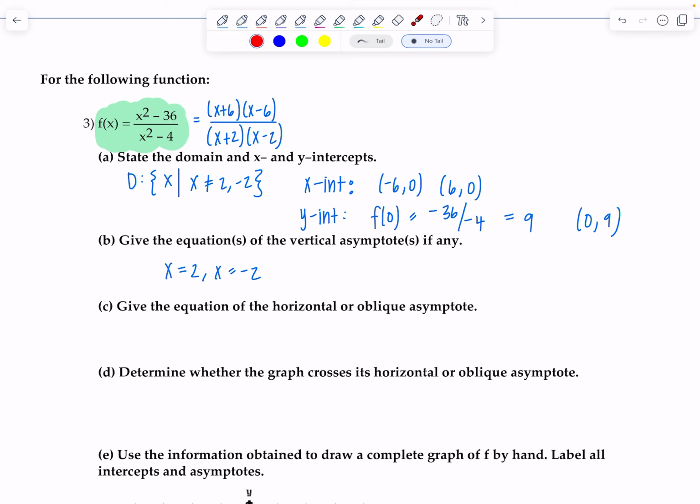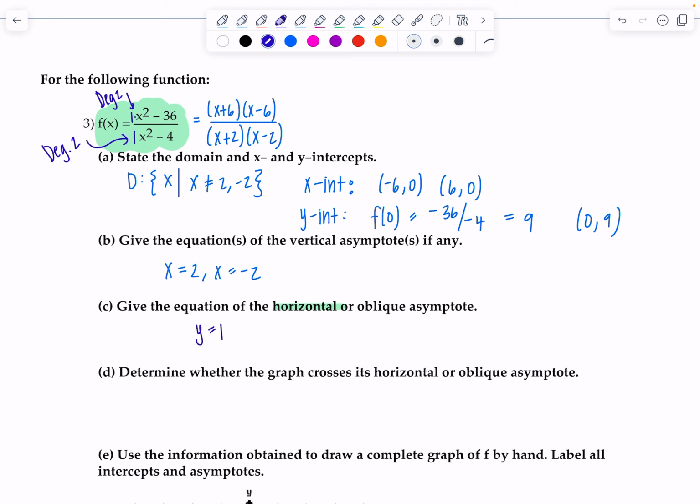Okay. Give the equation of the horizontal or oblique asymptote. We have a horizontal asymptote. How do I know? The degree of the numerator is 2, and the degree of the denominator is 2. When the degrees are equal, you have a horizontal asymptote, and you get the equation for it by dividing the leading coefficients of the numerator over the denominator. So leading coefficient in the numerator is 1, leading coefficient in the denominator is 1. 1 divided by 1 is 1, so y equals 1.